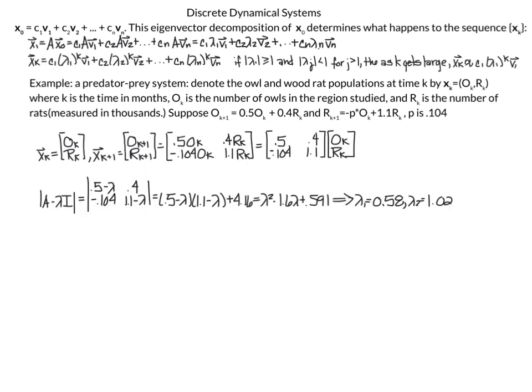So we want to determine the evolution of the system when the predation parameter p is 0.104. Here I have my x of k, which is the owls and the rat populations. My x of k plus 1 is the owls and the rat. And then I write my equation, which O of k plus 1 is 0.5 O of k plus 0.4 R of k, and minus my predation factor, which is 0.104 O of k, and my 1.1 R of k. So I can convert this into my matrix equation. So I have my 0.5 here.